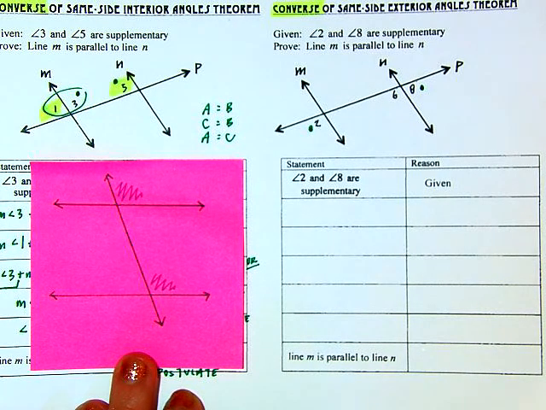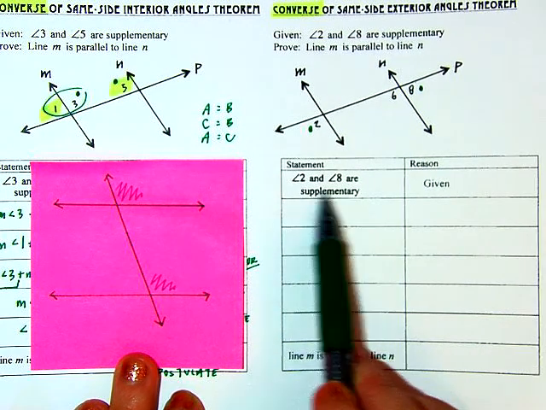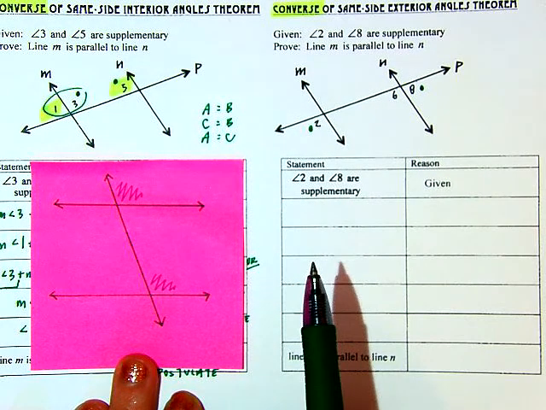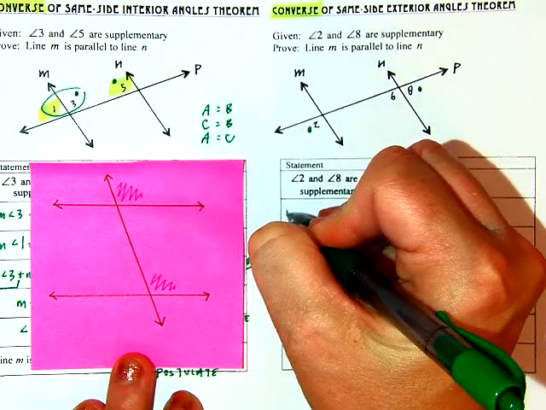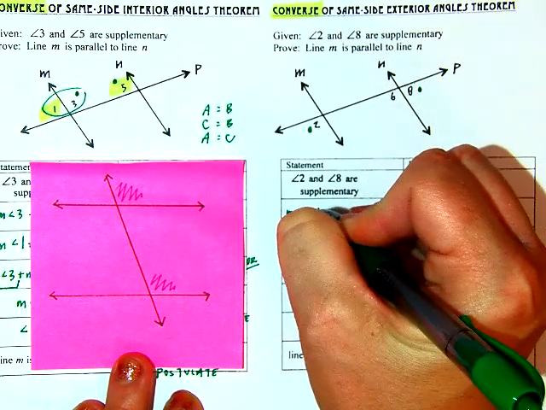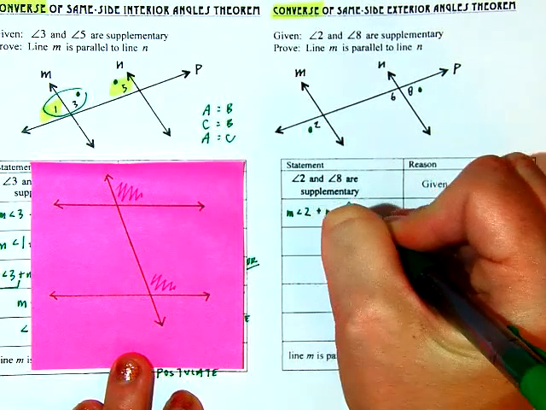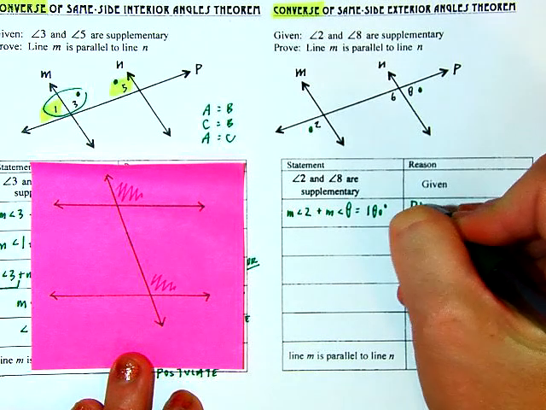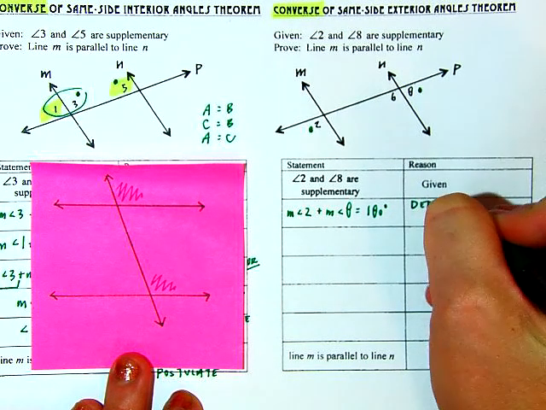So I'm building off of, first, this statement. 2 and 8, those are supplementary angles. What does it mean to be supplementary? It means that the measures sum to 180. Definition of supplementary.